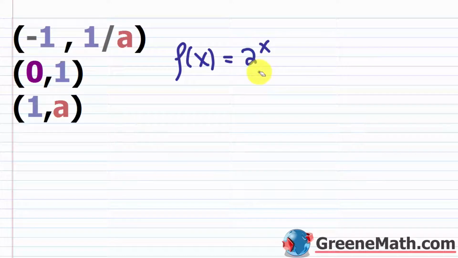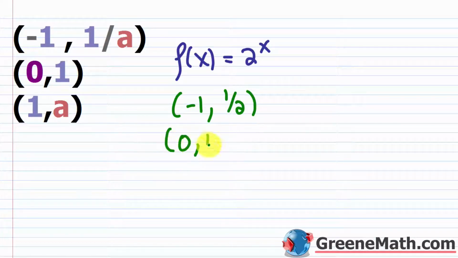Then the last one is also very easy. We get (1, a), which is the base. So if I raise 2 to the power of 1, I get 2, right? If I raise 5 to the power of 1, I get 5. You raise something to the power of 1, you just get the number. So using this function here, I would have (-1, 1/2), I would have (0, 1), and I would have (1, 2). Now, these aren't enough points to get the full graph, but it's enough to get things started.